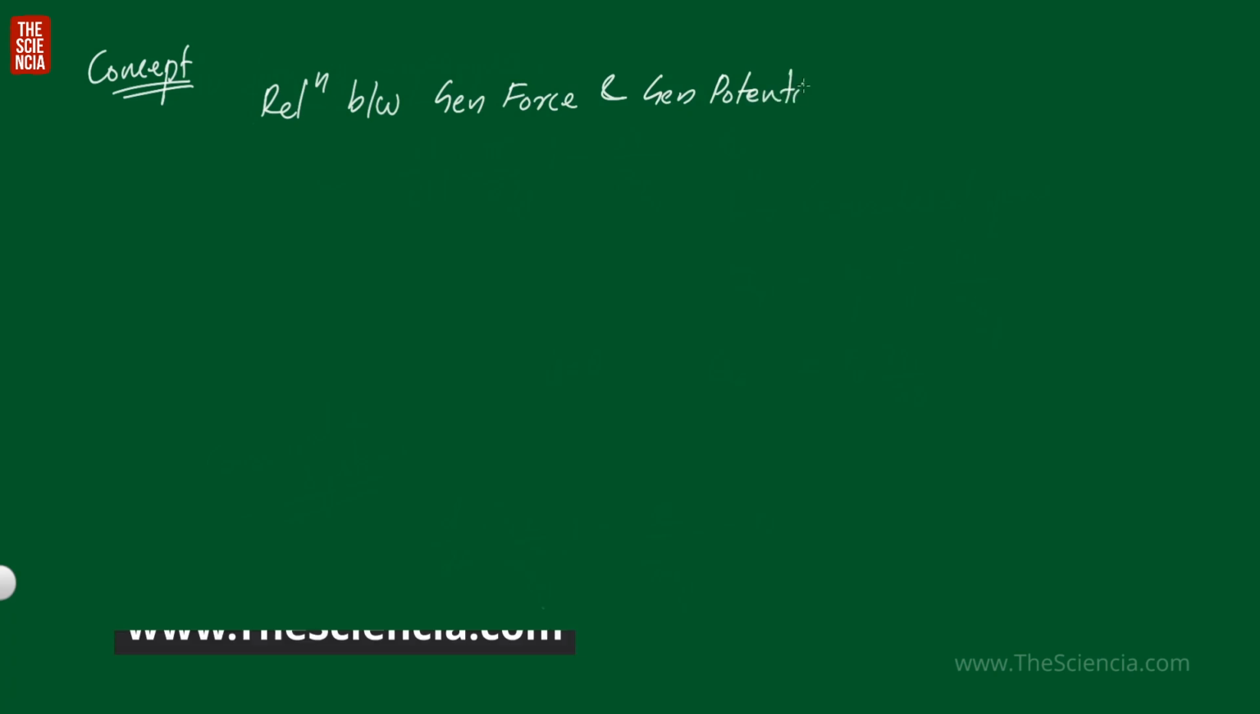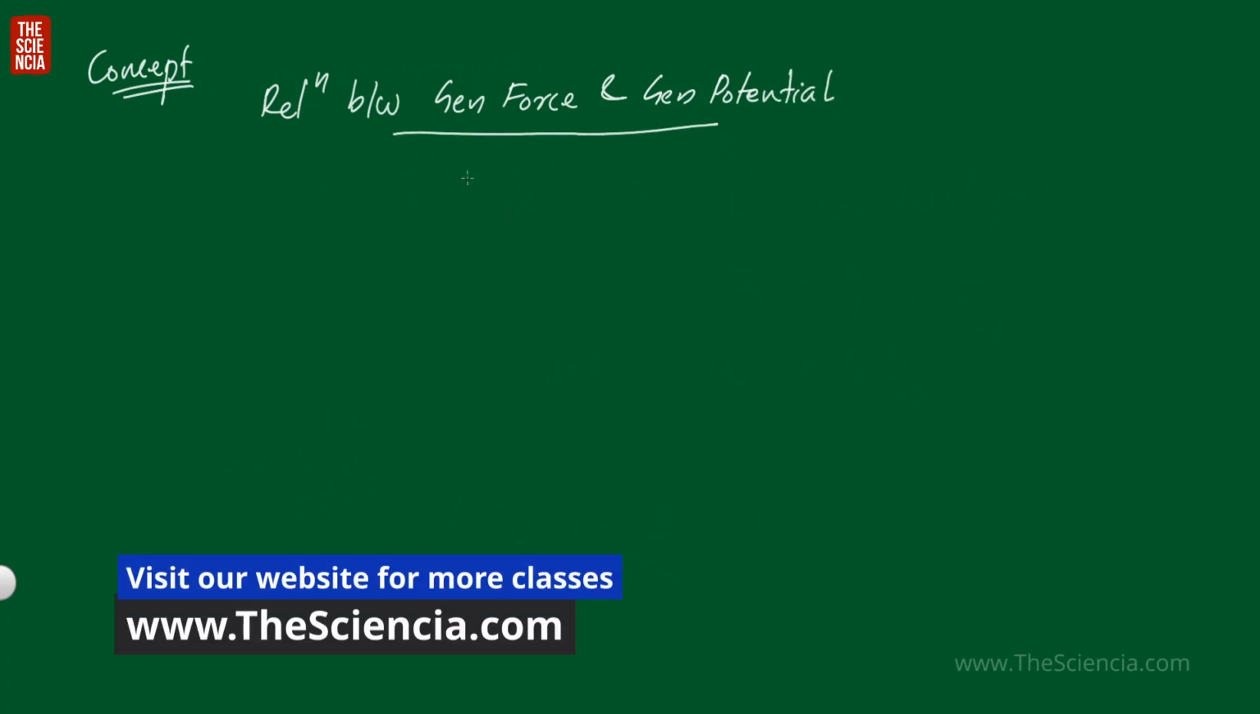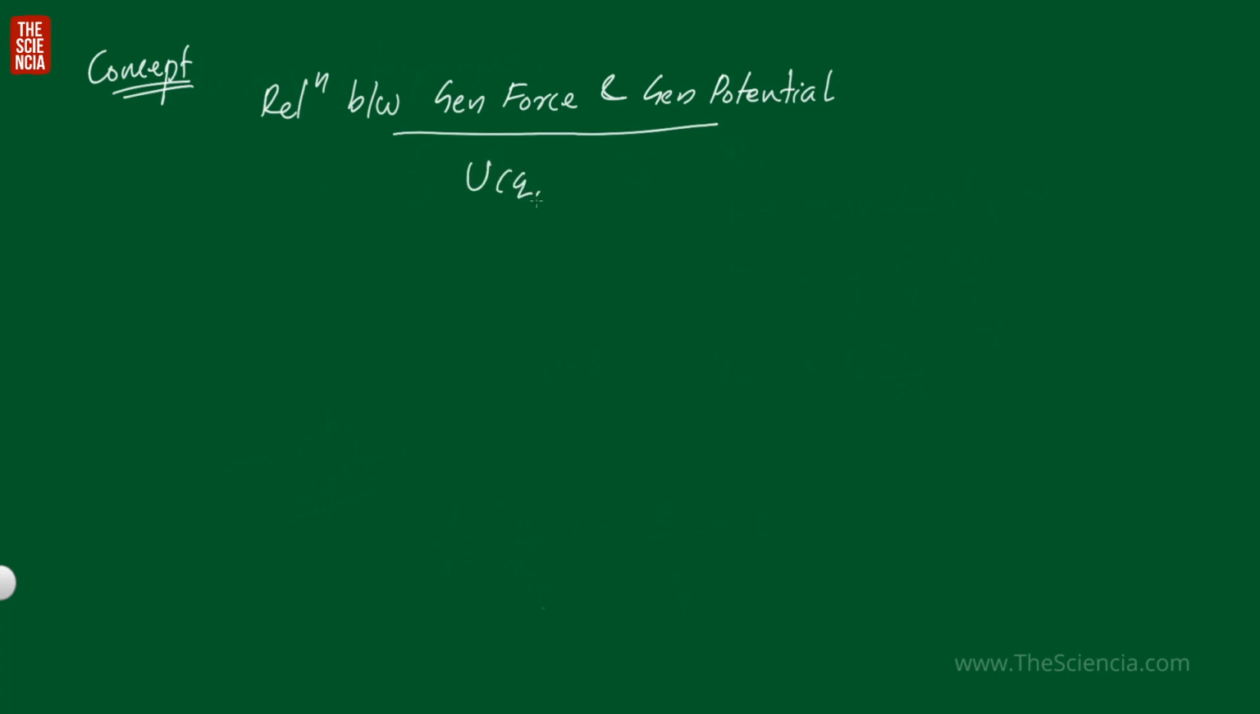Here I am going to discuss a small concept: the relation between generalized force and generalized potential. Suppose the generalized potential is U of q_j and q_j dot. Here you can see there is a q_j dot term, that is, it is a velocity dependent potential. And what will be the generalized force? The generalized force Q_j will be equal to d by dt of dou U by dou q_j dot minus dou U by dou q_j.